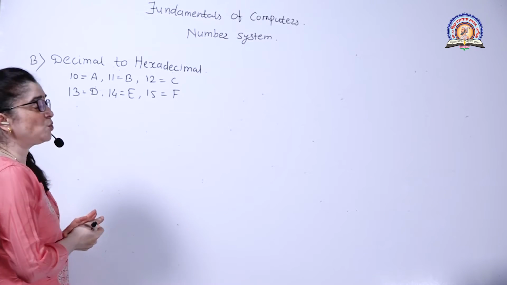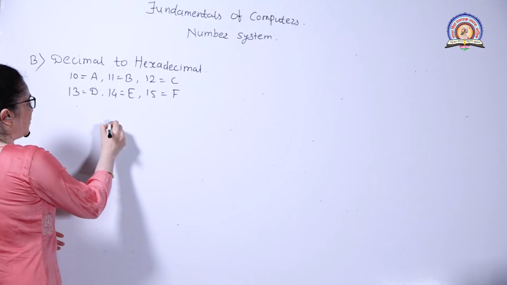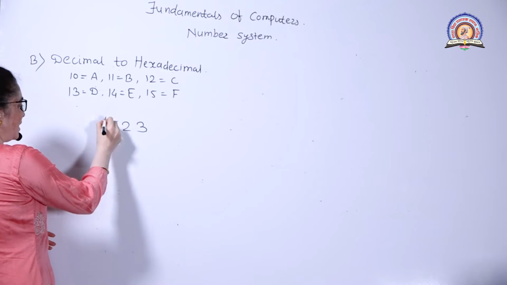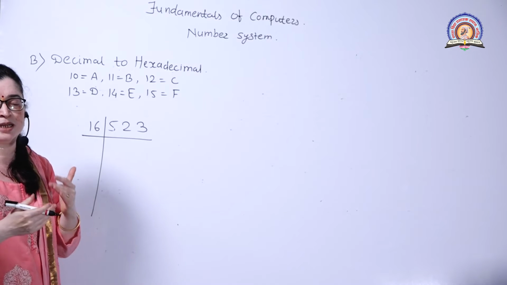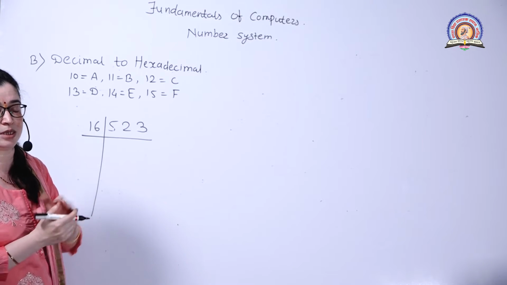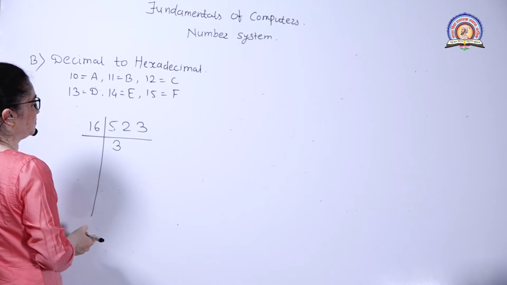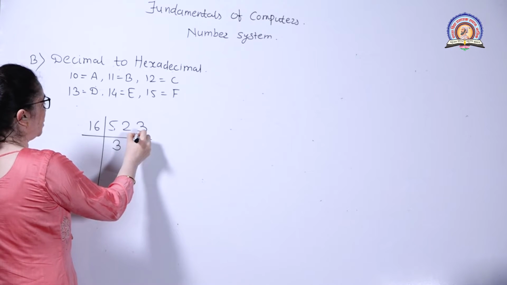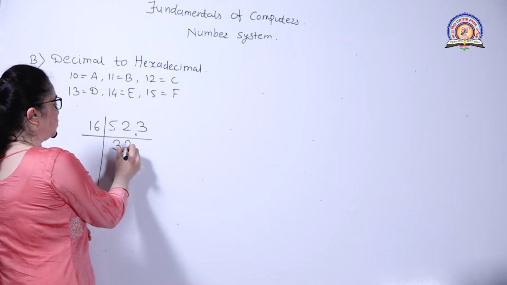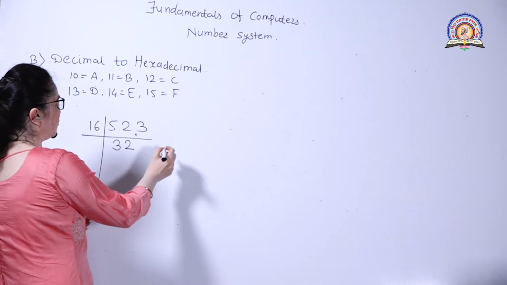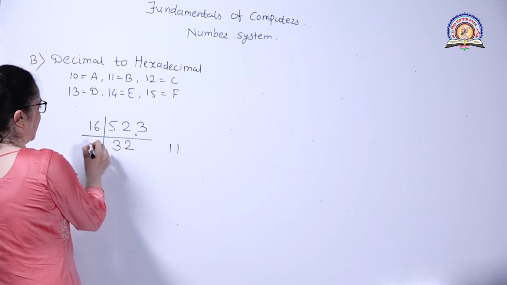Now we'll see how to convert given decimal number into hexadecimal number. For example, 523. Divide this number by 16. Why 16? Because we have to convert it into hexadecimal and there are 16 digits in hexadecimal number system. So divide it by 16. Here 16 3s are 48. Remainder will be 4. 16 2s are 32. The remainder will be 32 plus 10, 42 and 11. Write down the remainder.